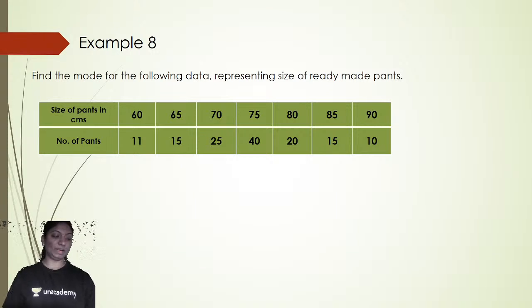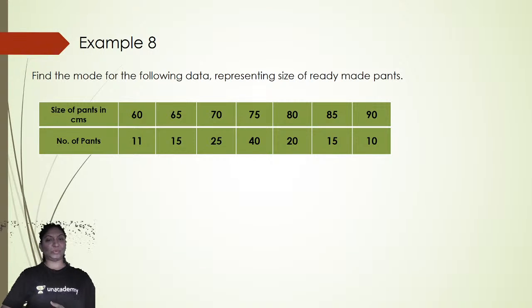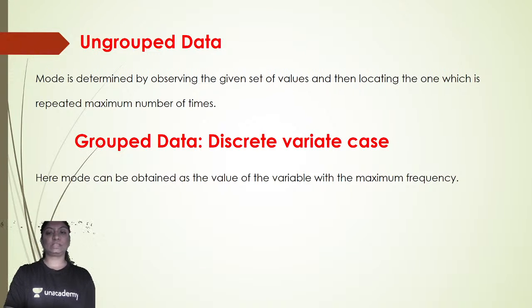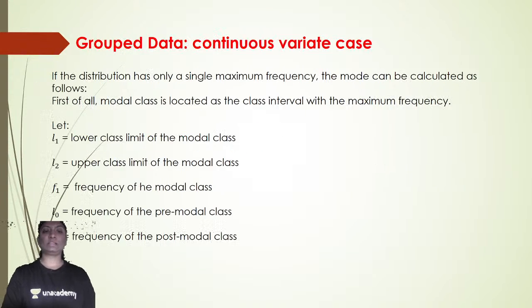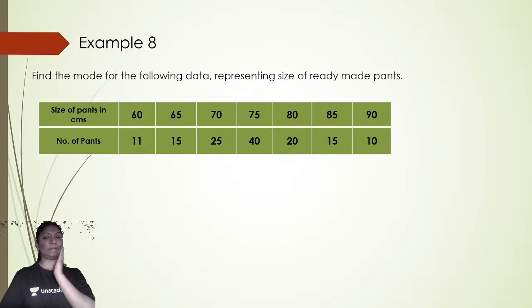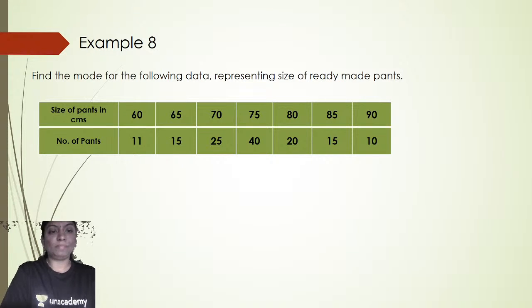Find the mode of the following data representing the size of the ready-made pants. Okay, now again, this is a discrete group data. Now see, there is a second type of example, group discrete variate case. Maximum number of times appears, the frequency. What is the maximum frequency? Size of pants in centimeters is x and number of pants is the frequency.